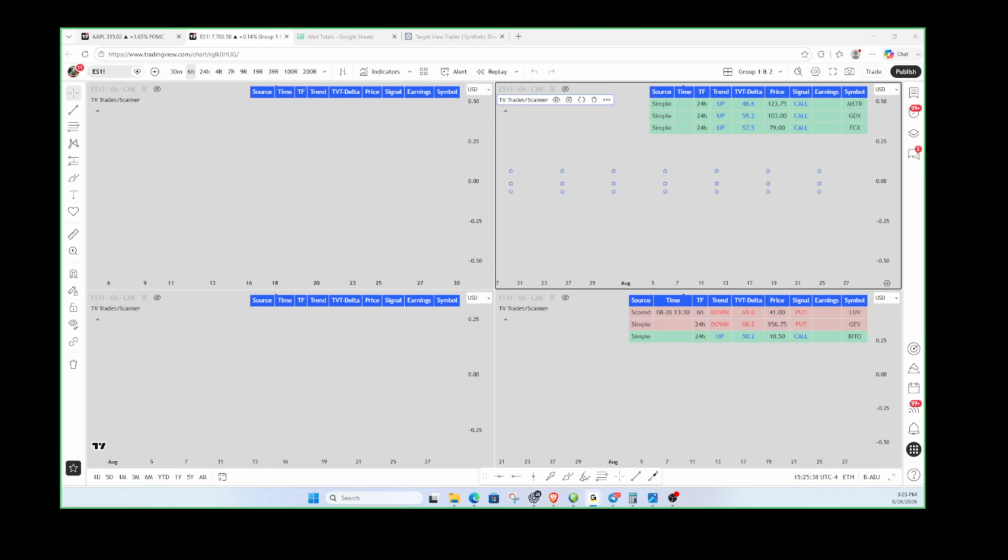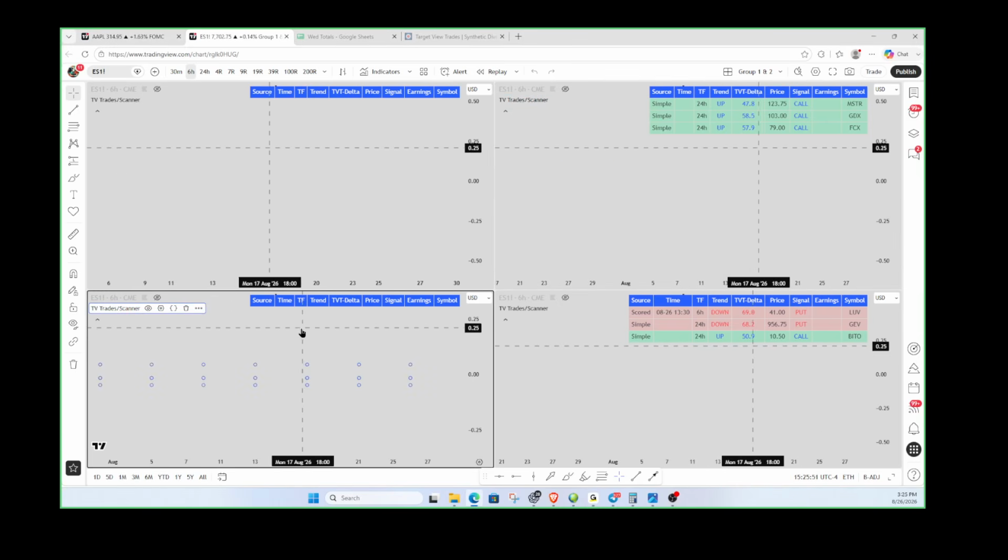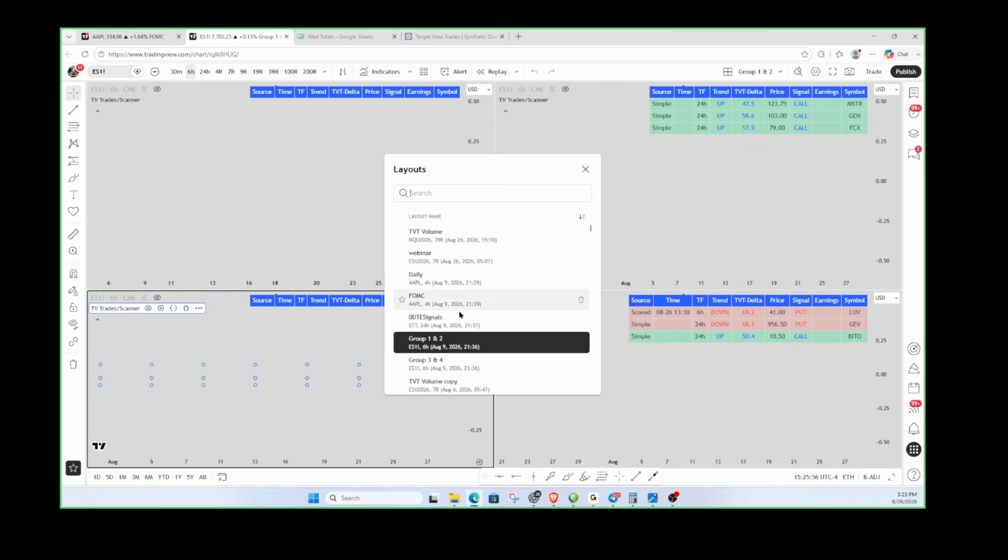Groups 1 and 2. And that's 1A and 2A. Or 1A and 1B and 2A and 2B, I think is what I have it set to. Something like that. But that's groups 1 and 2. And we'll do groups 3 and 4.